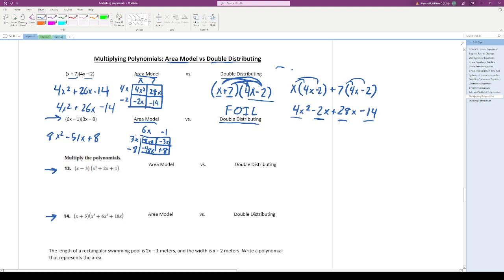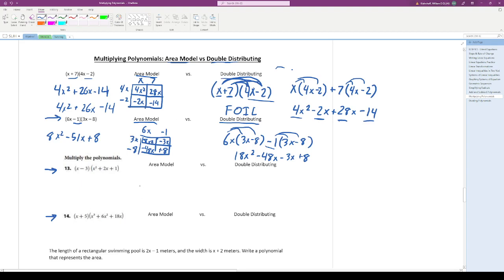And then double distribution, we're going to put the 6x times 3x minus 8. And then we have minus 1, so we're going to put minus 1 times 3x minus 8 as well. When we do our distribution here, 6x times 3x is 18x squared. 6x times negative 8 is minus 48x. Then we distribute the minus 1 across these two terms, so we get minus 3x and plus 8. Collecting those four, the same things we had in the boxes, we're going to get this exact same result.